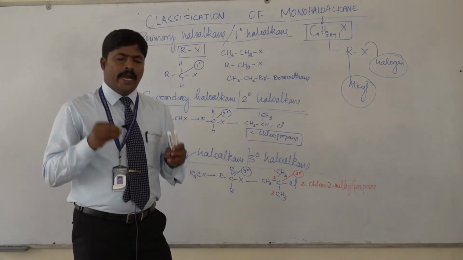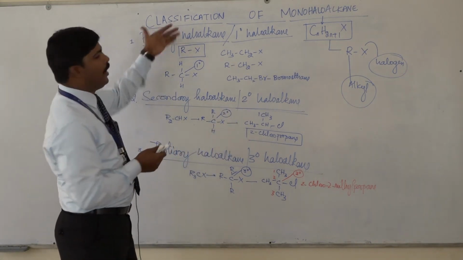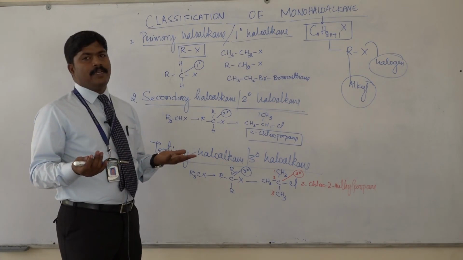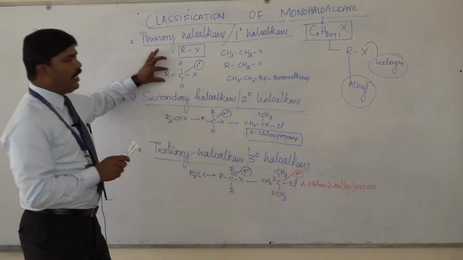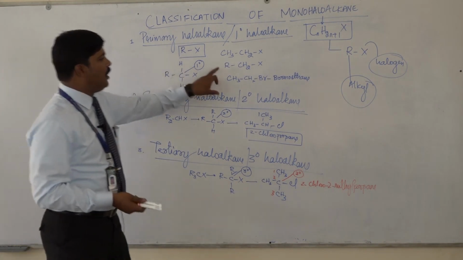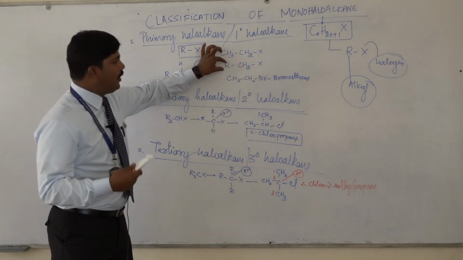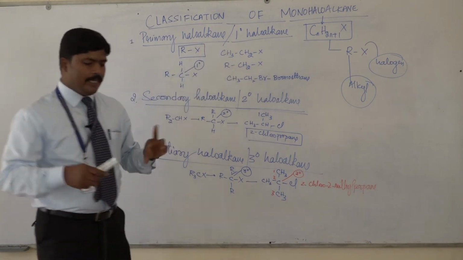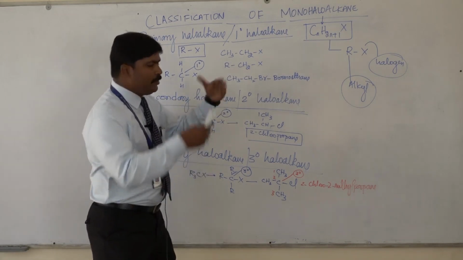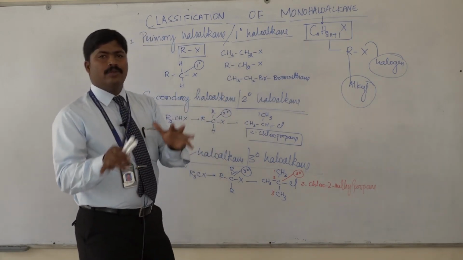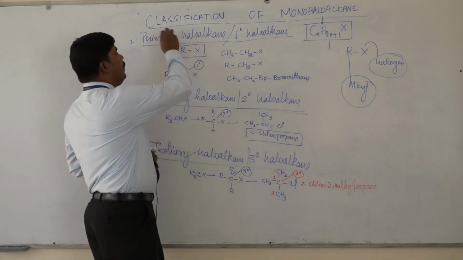If a halogen is bonded to a primary carbon atom, we call it a primary monohaloalkane. How do we classify primary carbon atoms? See that the carbon is bonded to only one R. In other words, the formula is RCH2X. That means R is a methyl, ethyl, propyl, etc., but see that the carbon has two replaceable hydrogens. So a carbon having two replaceable hydrogens, or a carbon bonded to only one carbon, that is R, is called primary.